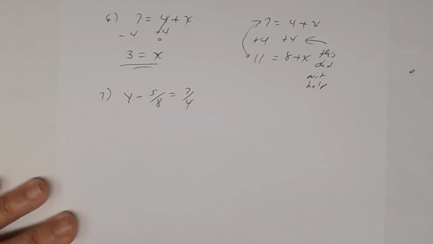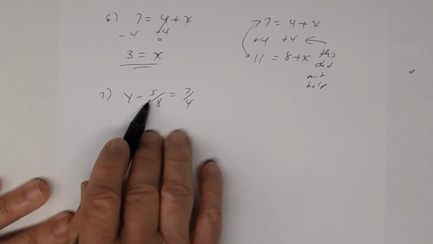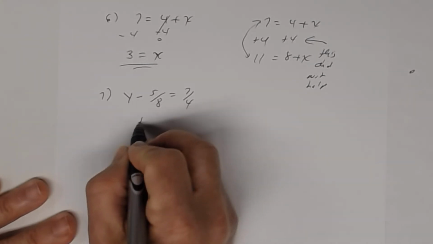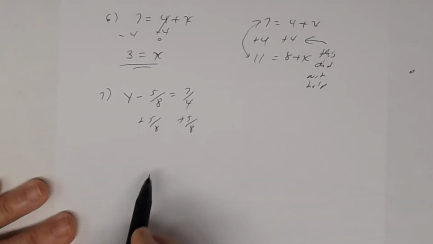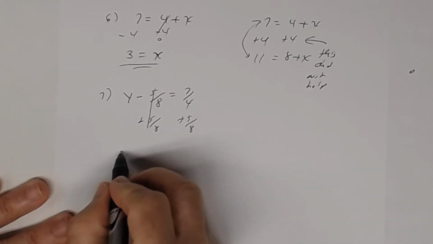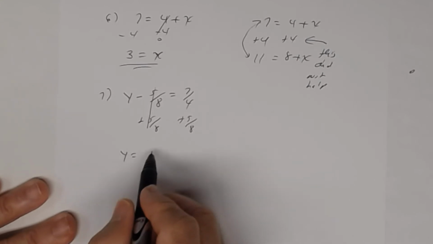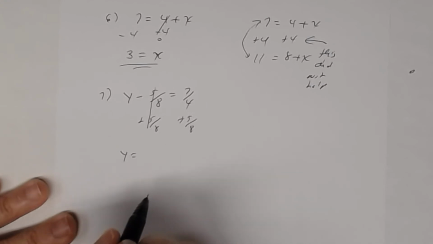So leave them as fractions. So we can do the same thing we did before. Right now I'm subtracting 5/8, so the opposite is to add 5/8 to both sides, just like this. All right, and then combining like terms, a negative 5/8 plus 5/8 is 0. So I have y equal, and then I have to figure out what 7/4 plus 5/8 is.